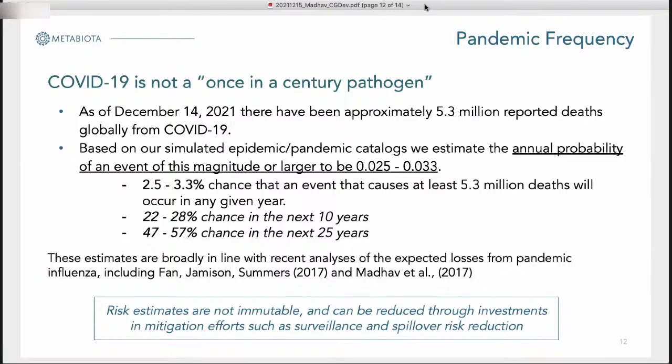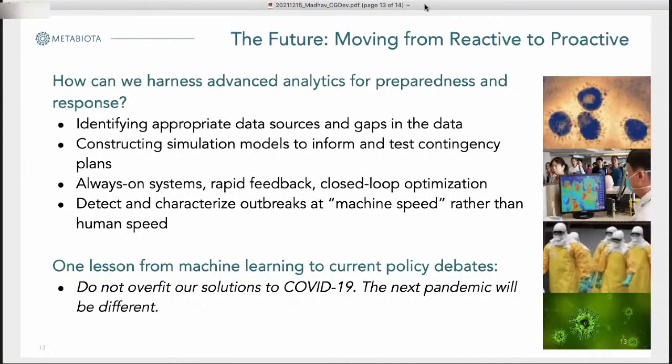So, the other point here is that these risk estimates are not immutable. Through different types of investments and policy efforts towards mitigation, improved surveillance, improved health infrastructure, spillover risk reduction, all of these things can play a very important role in reducing this risk. And that's really what we want to see. We want to see this risk reduce the next time we do this analysis due to better and improved situations in mitigation, surveillance, et cetera.